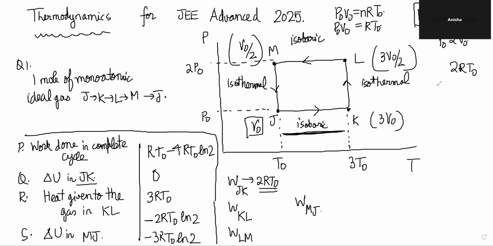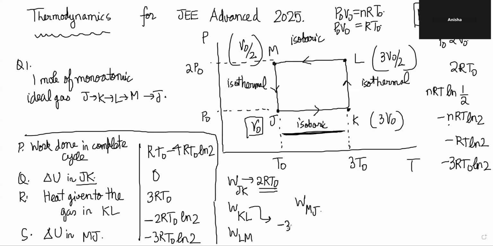KL it is minus. Work done in isothermal processes is nRT ln V2 by V1, right? Yes, sir. V2 is half of V1, so ln half, so it will be minus nRT ln 2. And n is 1, so minus RT ln 2, right? But T is what here? 3 T naught. Minus 3 RT naught ln 2. Yes, sir. So that is obvious how we are getting it, right? Yes, sir. What is the work done in L to M?